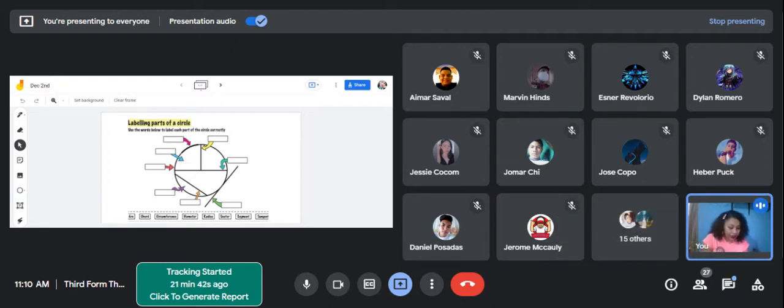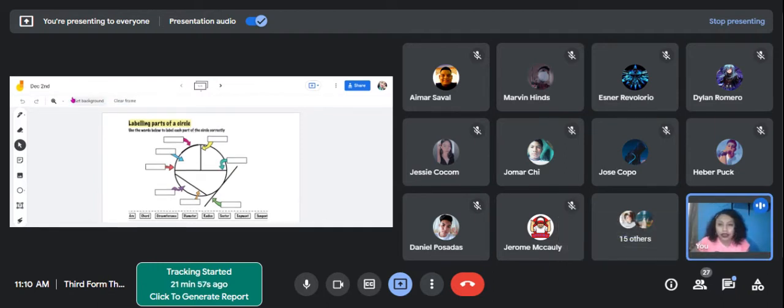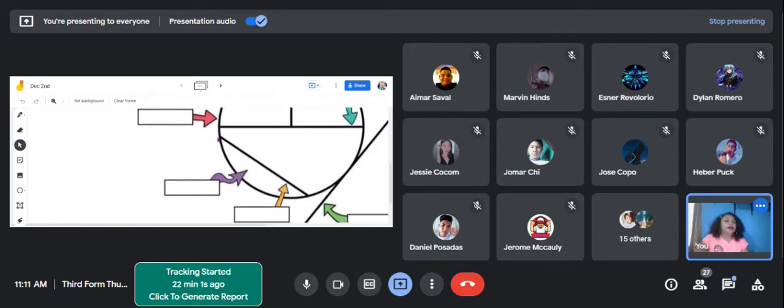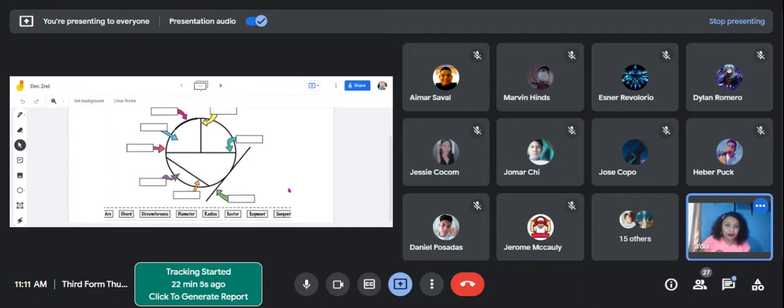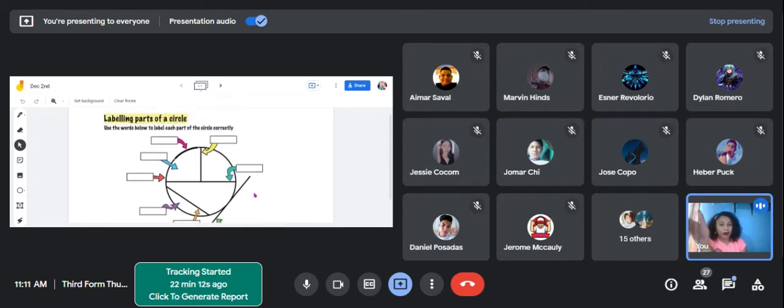So now in this activity, all I'm asking you guys to do is to label the parts of this circle. Can you see it, or do I need to zoom a little bit more? Yep. Okay. I think I zoomed too much. So what we're doing here is just labeling. Give me the name of each part and then the arrow points at it.